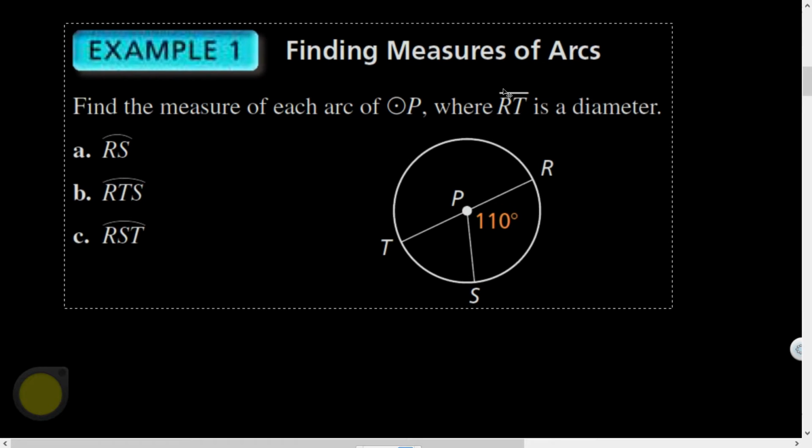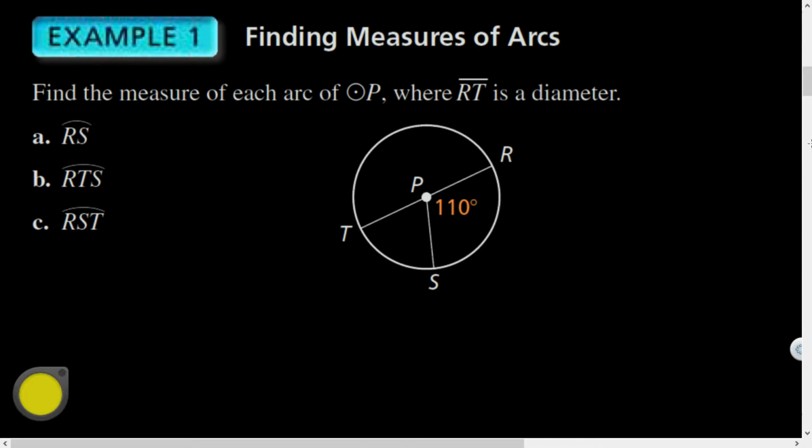Let's have Ty help me out with example 1, part A. It says, find the measure of each arc of circle P, where RT is the diameter. So RS. What are you thinking, Ty? What is the measure of arc RS? 110 degrees. Perfect.